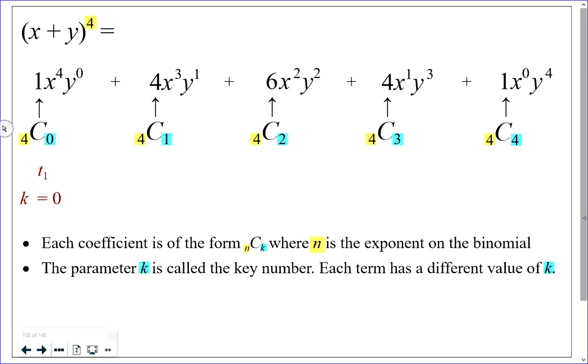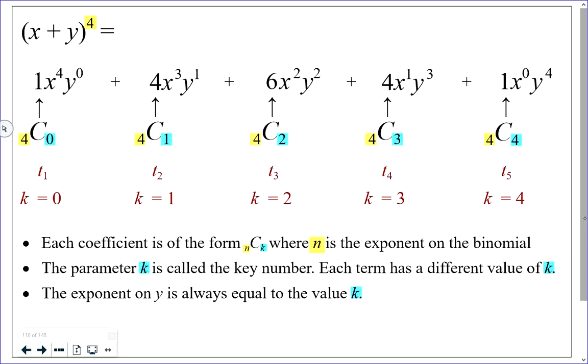So t1, the first term, has k equals 0. t2 has k equals 1. If I said we had a binomial expansion where there were 100 terms, the k value for the 90th term would be 89. That's really, really important for you to be successful in applying this. And this is k equals 2, this is k equals 3, and this is k equals 4. And again, if you count off the numbers 0, 1, 2, 3, 4, you get 5, which is why we have 5 terms.